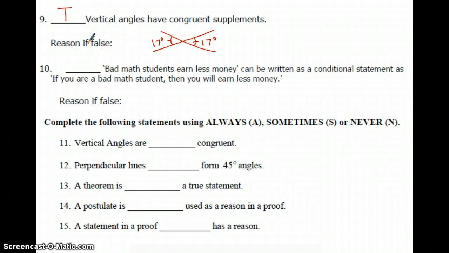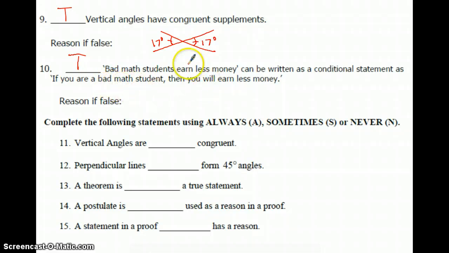3. Bad math students earn less money can be written as a conditional statement as, if you are a bad math student, then you will earn less money. That to me means the same thing. Yeah, read that over and over again. I don't think you're going to see it any differently.